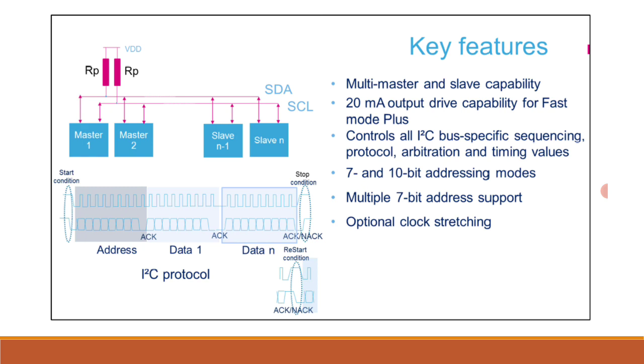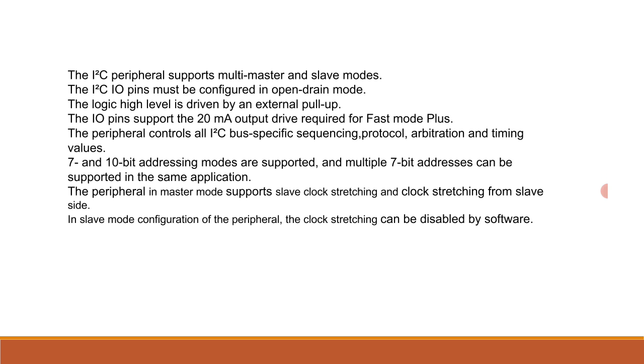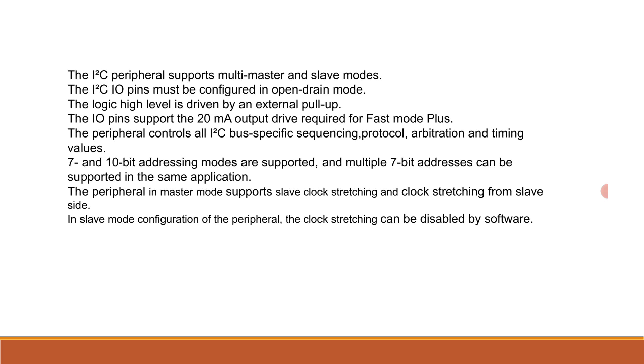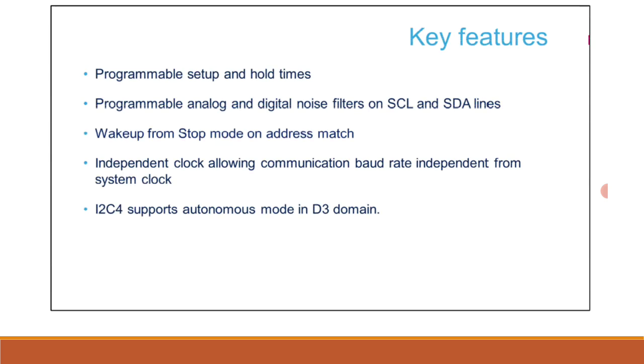Okay, some other key features are programmable setup and hold times, programmable analog and digital noise filter on SCL and SDA lines, wake up from stop mode on address match, independent clock allowing communication baud rate independent from system clock. I2C4 supports autonomous mode in D3. So here are the quick points. After you go through this, then we'll move on to the block diagram of I2C.